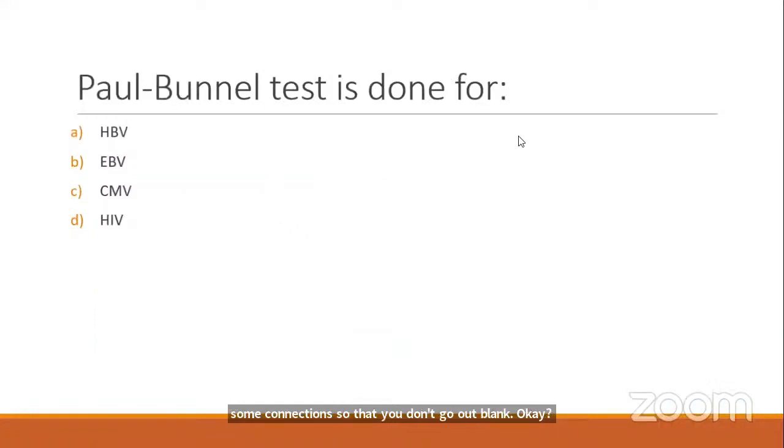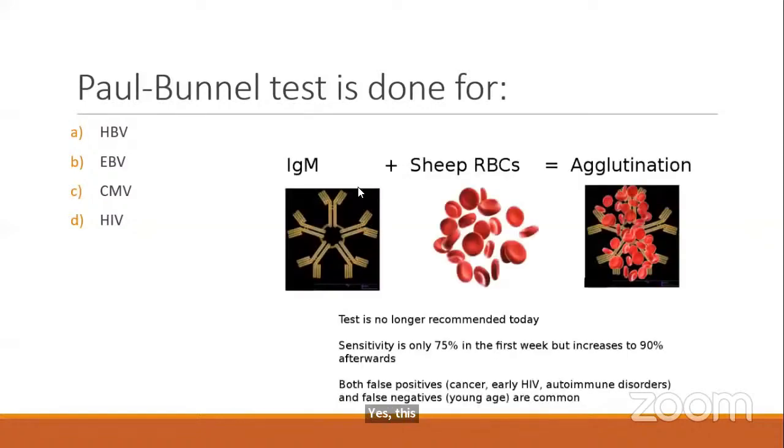Now, next question, Paul Bunnell test. It is actually done for which pathogen? Yes, it is actually Epstein-Barr virus. So it is a test by which we use sheep RBC so that you can detect the presence of IgM antibody in the blood of the patient against this Epstein-Barr virus, which combines with the sheep RBC, and finally ends up as an agglutination reaction. So it is an agglutination reaction, so you can visualize it with your naked eye.